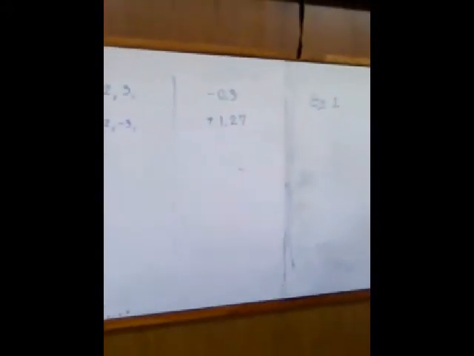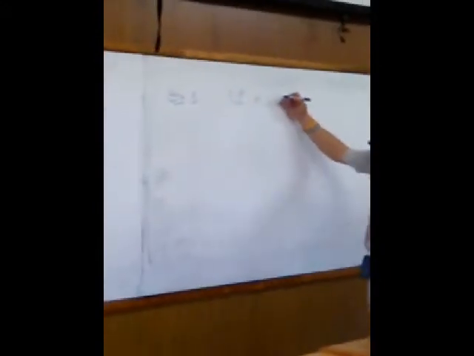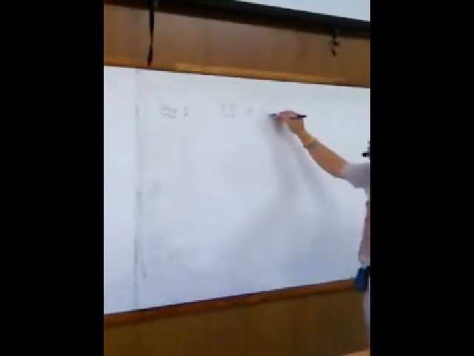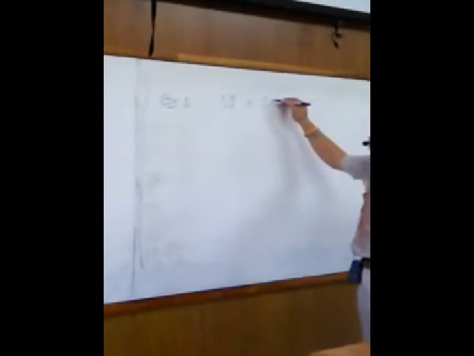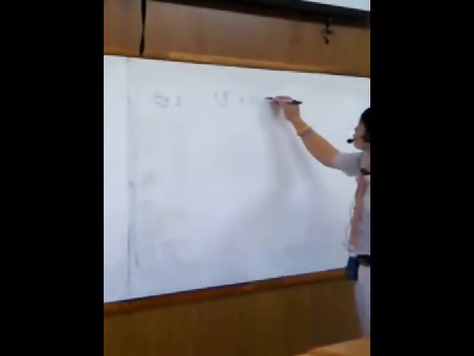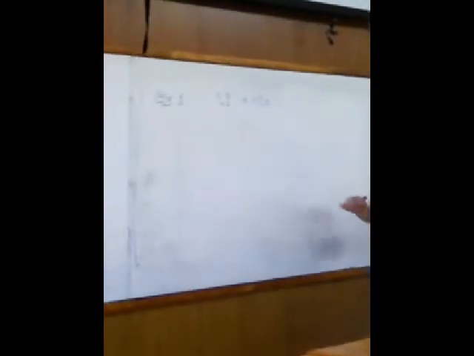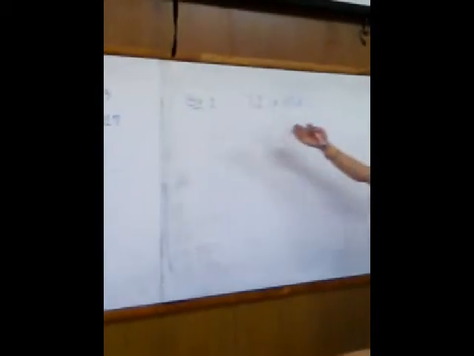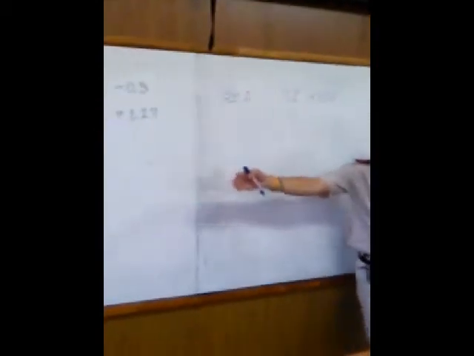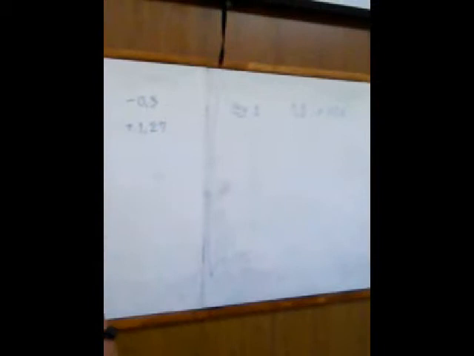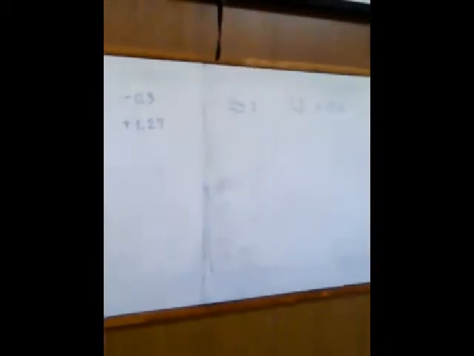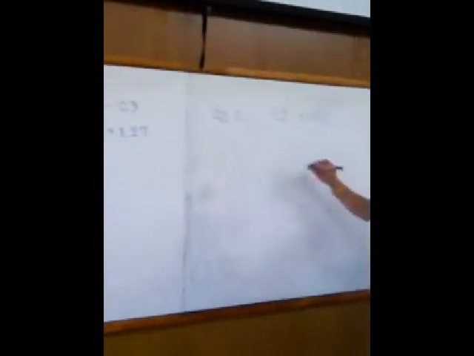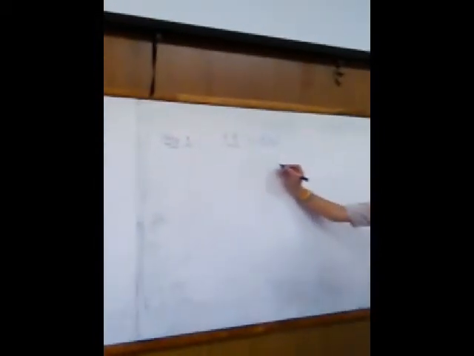2 multiply by 1 minus 0.8. You can choose method 1 or 2. You can choose 2. Okay, you write 2.